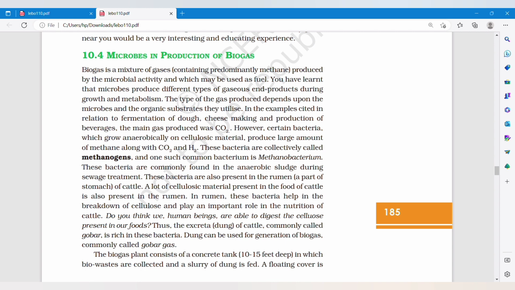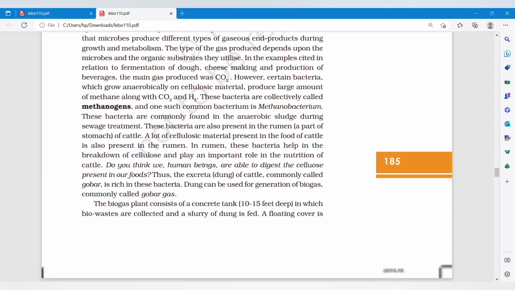These bacteria are also present in the rumen, that is, a part of the stomach of cattle. A lot of cellulosic material is present in the food of cattle. In cattle, these bacteria help in the breakdown of cellulose and play an important role in the nutrition of cattle. Do you think we human beings are able to digest the cellulose present in our food? Thus, the excreta, that is, the dung of cattle, commonly called gobar, is rich in these bacteria. Dung can be used for generation of biogas, commonly known as gobar gas.